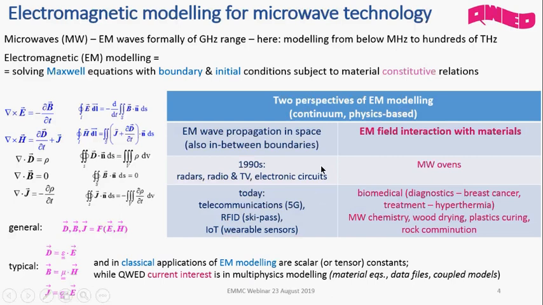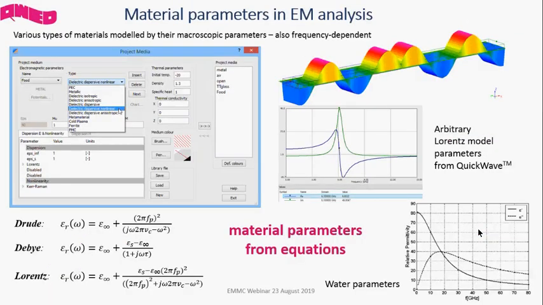There are two perspectives of electromagnetic modeling. In the classical way, in the classical branch which I mentioned, it's essentially electromagnetic wave propagation in space or in transmission lines. When we go to field interaction with materials, we encounter new problems, but also new challenges, new interests in the modeling of, for example, microwave ovens, but also biomedical applications, microwave chemistry, microwave pharmacy, and QWED has also been involved in such curious applications as rock comminution assisted with the microwaves.